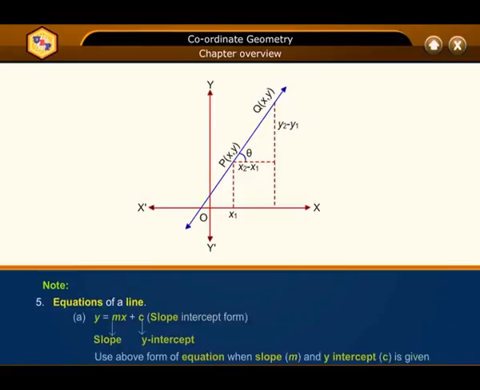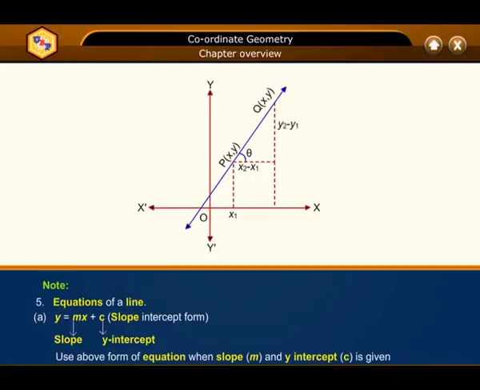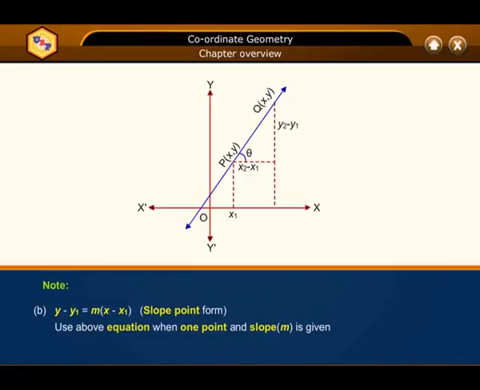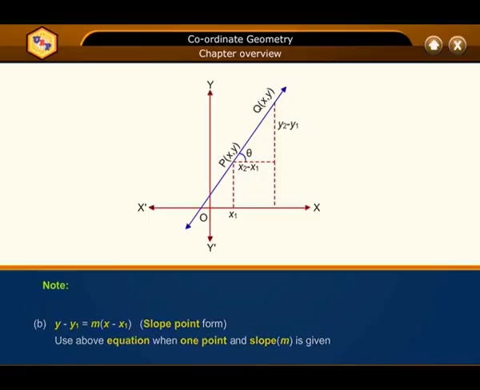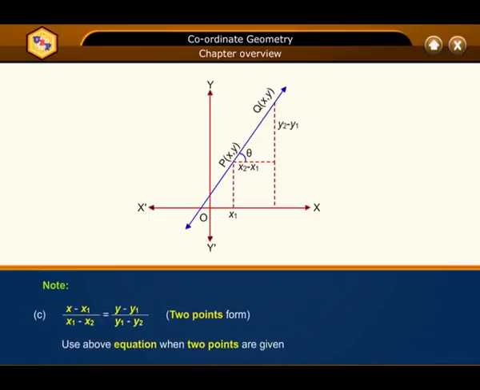Equations of a line. y = mx + c, slope intercept form. Use above form of equation when slope m and y-intercept c is given. y - y1 = m(x - x1), slope point form. Use above equation when one point and slope m is given. (x - x1)/(x1 - x2) = (y - y1)/(y1 - y2), 2 points form. Use above equation when 2 points are given.